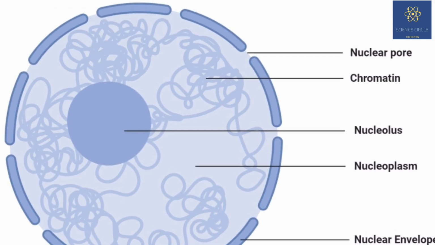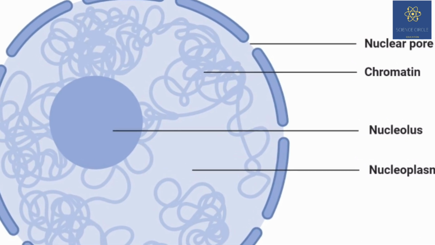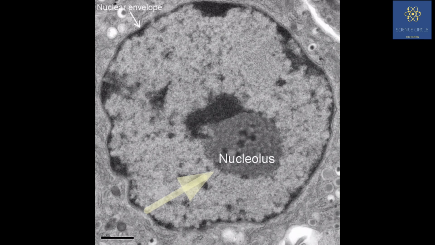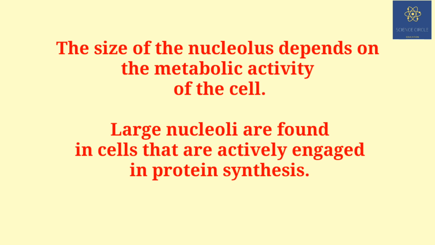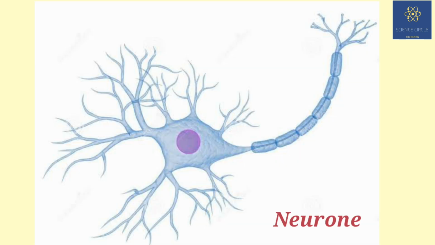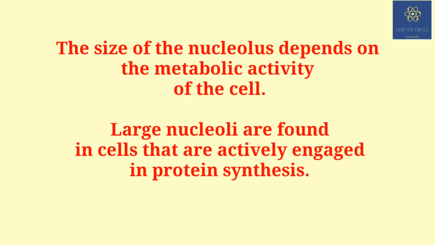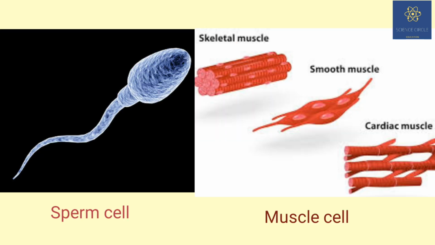The next important part is the nucleolus. This is a dense spherical granule stained within the nucleus. Its size is related to the synthetic activity of the cell. For example, cells like neurons and secretory cells, which synthesize proteins, have comparatively larger nucleoli, whereas cells which have no synthetic activity, for example sperm cells or muscle cells, have comparatively small nucleoli.